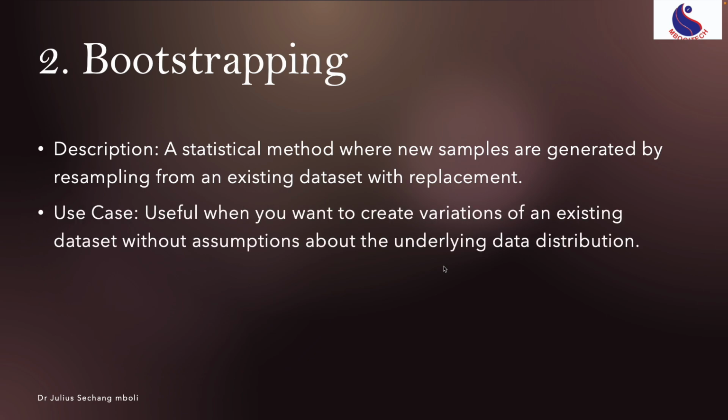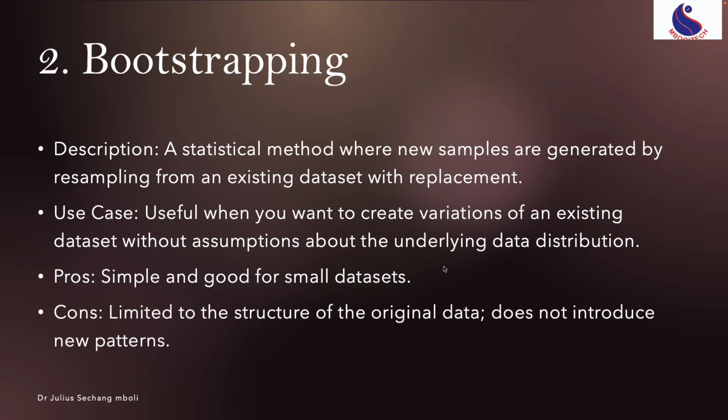Now, the use case here is it's going to be useful when you want to create variation of existing data set without assumptions about the underlying data distribution. So you can use bootstrapping here. And the pros is that it's also simple and good for small data sets. And yeah, the cons here is that it's limited to the structure of the original data, obviously, because you are resampling your existing data. So it's limited to the structure of the original data set.